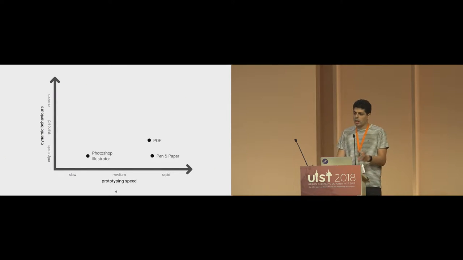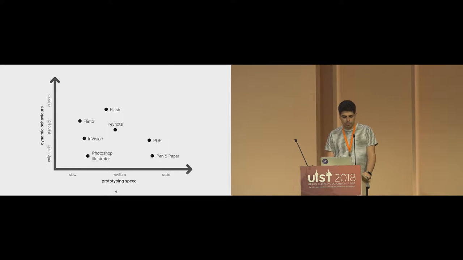In the same way that POP helps pen and paper to be more interactive, we have other tools like Envision, Flinto, Flash, to do the same for digital mockups. And even more, designers use repurposed tools like Keynote or PowerPoint to use the transitions to illustrate small screen-based animations.